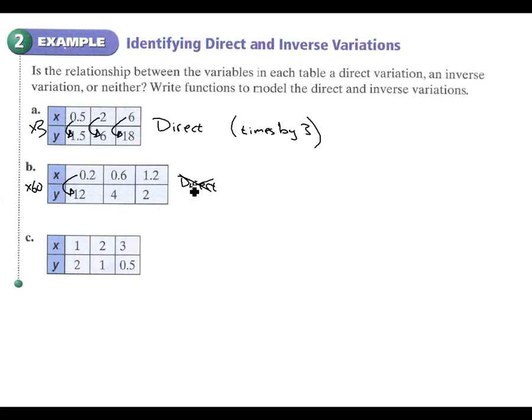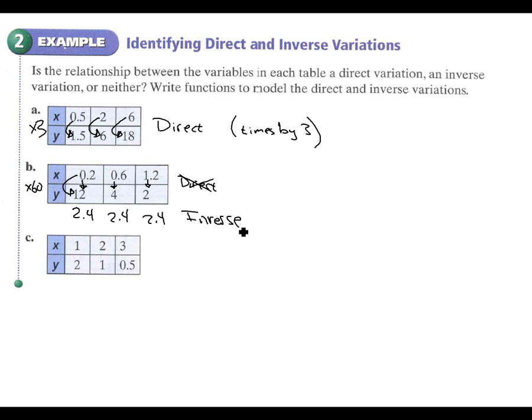Let's get that out of here. So now let's try multiplying straight down. 2 times 12 is 24, so 0.2 times 12 is 2.4. 6 times 4 is 24, so we're on to something here. 1.2 times 2, that's also 2.4. Yep, we got a winner. Inverse variation. All right, we multiply straight down, we get the same thing.